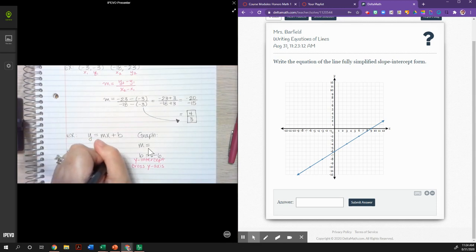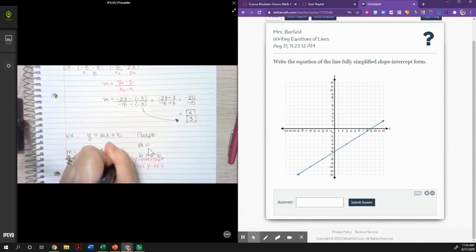Okay, so what does that mean? Y is your up and down. X is your left or right. Okay, so it's how do you get from one point to the next? So notice Mr. Delta Math here. He's giving you lots of points. All right, so if I pick this point right here, and it doesn't matter which point I pick, I have to go in a straight line and I have to get to this point.